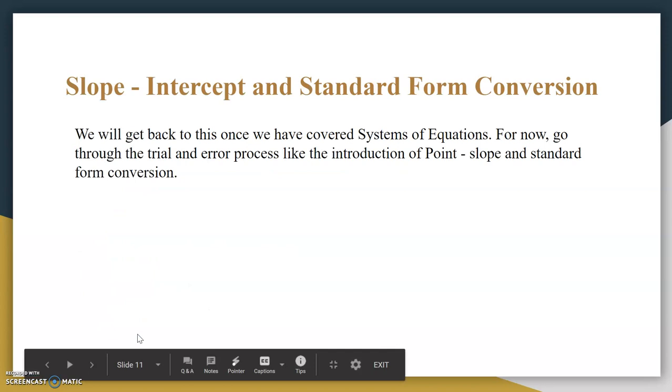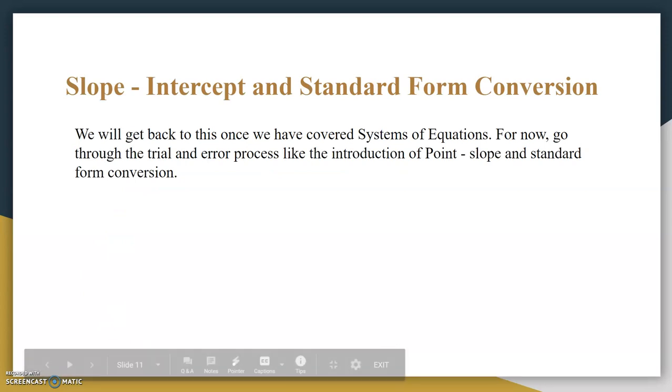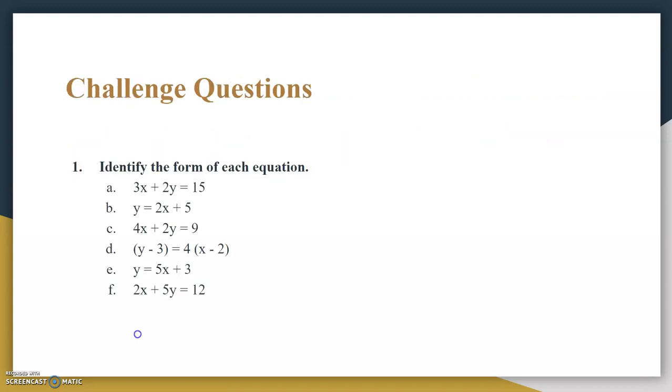Slope intercept and standard form conversion. As said before, you must learn systems of equations before learning this process, as it'll be a trial and error process if we don't know systems of equations yet. So I will explain this further in a later video. Here are some challenge questions for you to do meanwhile, to practice the skills we've learned in this video.